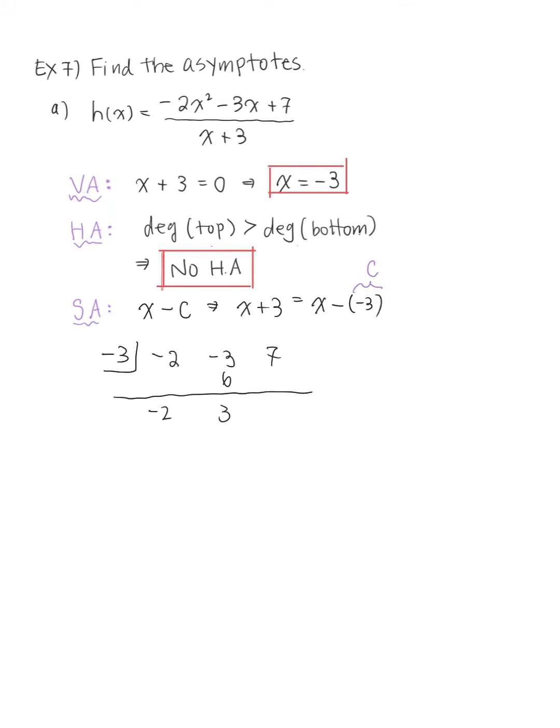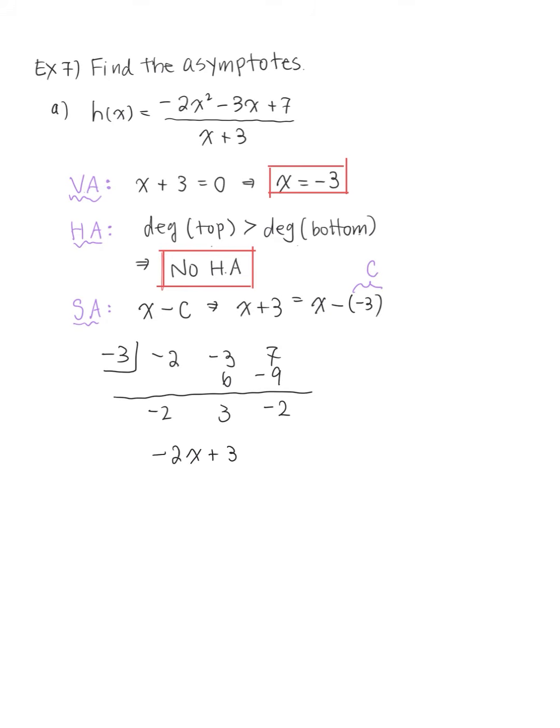3 times 3 is 9. So here we're going to have a negative 9. So the remainder is going to be negative 2. So let me just write down the answer. So what the heck does this mean? When you divide the top by the bottom, our answer is going to be negative 2x and then plus 3.